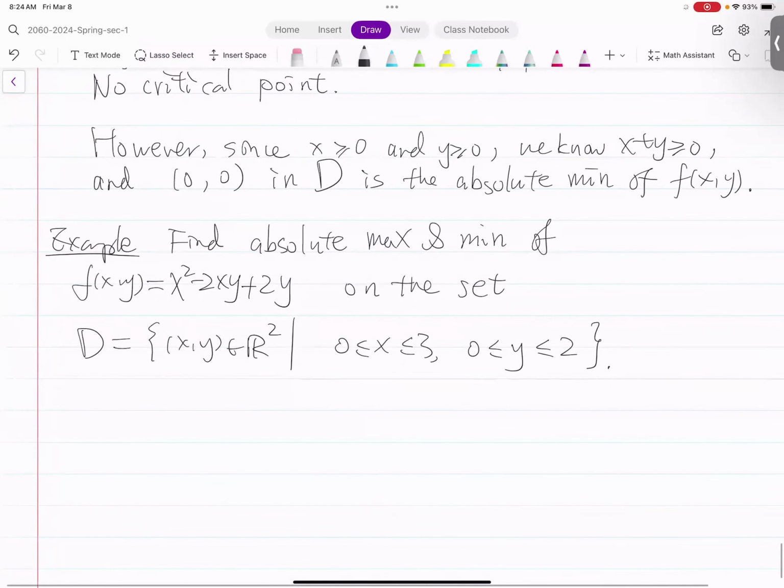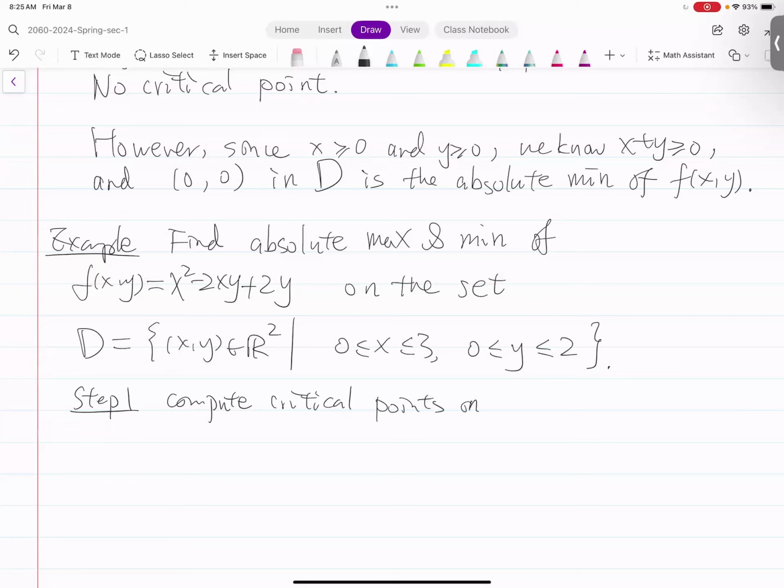So let's just carefully do the steps. In step 1, we look for critical points. In step 2, we look for the function behavior on the boundary. Okay, and then third, we compare, right? Step 1, compute critical points on D.